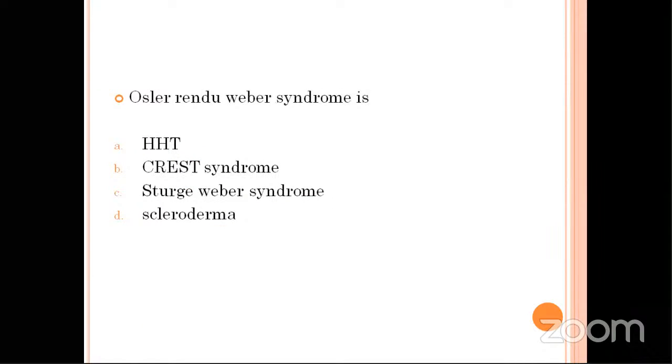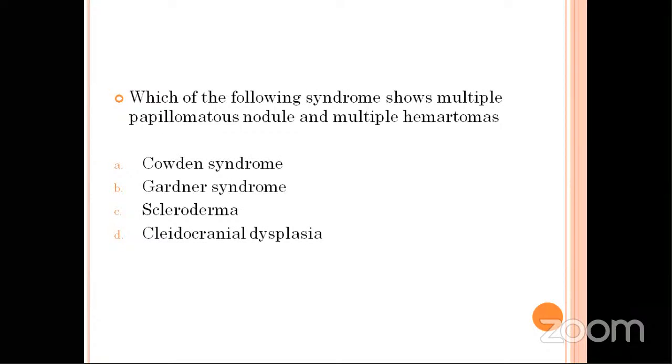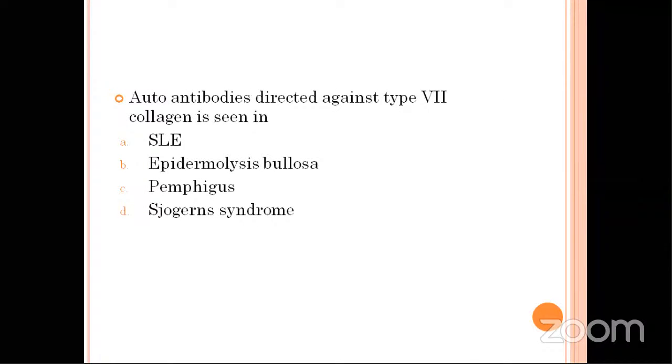Osler-Rendu-Weber syndrome is the other name of hereditary hemorrhagic telangiectasia. Sturge-Weber we have discussed. CREST syndrome is a combination of calcinosis cutis, Raynaud's phenomenon, esophageal webs, sclerodactyly, and telangiectasia. Which of the following shows multiple papillomatous nodules and multiple hamartomas? It is Cowden's. Gardner's and cleidocranial dysplasia are associated with multiple impacted teeth. Autoantibodies directed against type 7 collagen are seen in epidermolysis bullosa.